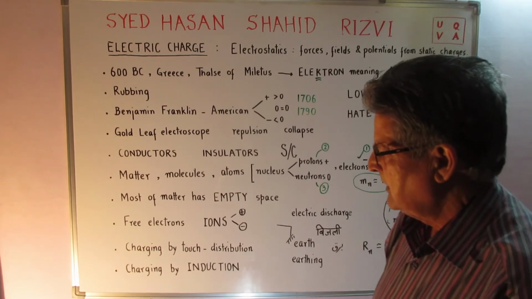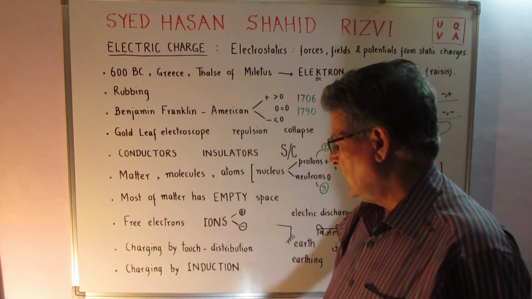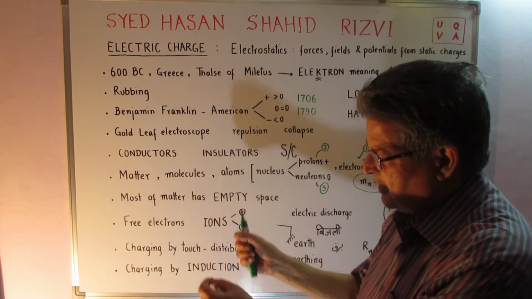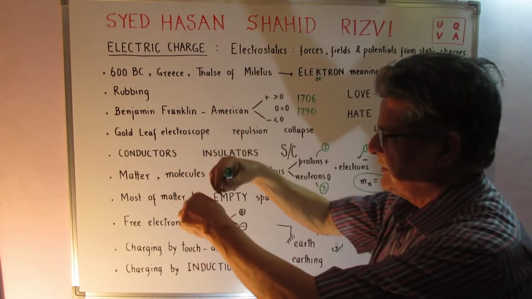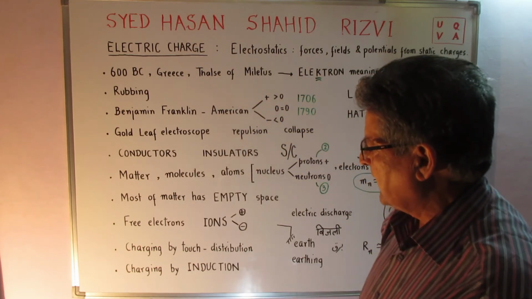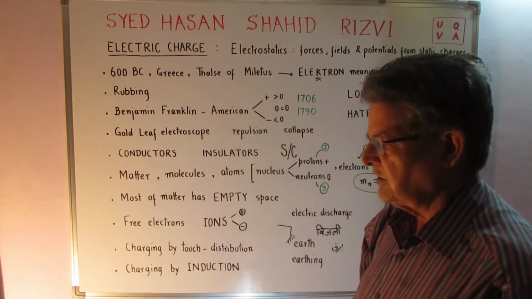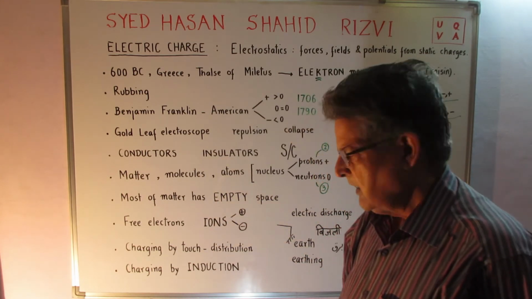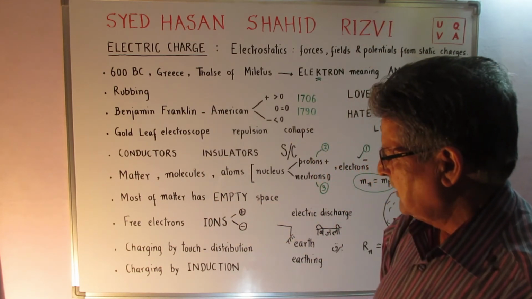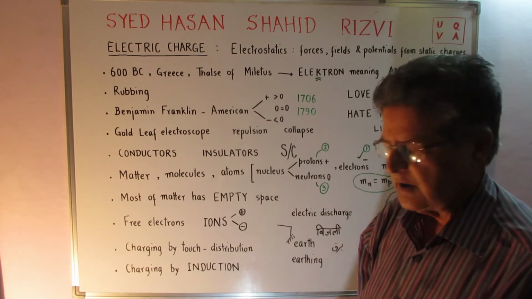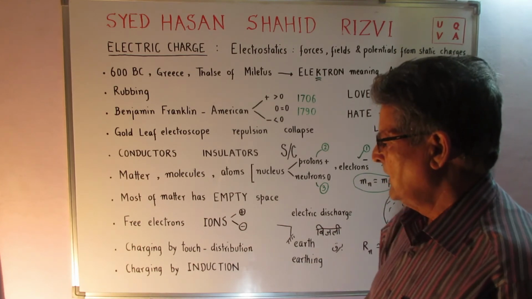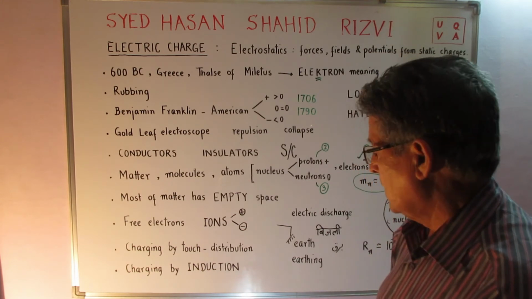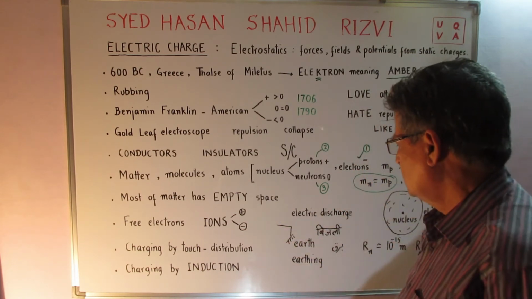Once something like a rod, etc., is charged and we touch one body by another body, then the charge gets transferred from one body to another body and is distributed. We'll learn about how they are distributed, etc. Then there is charging by induction. I hope that you read about these things all by yourself.